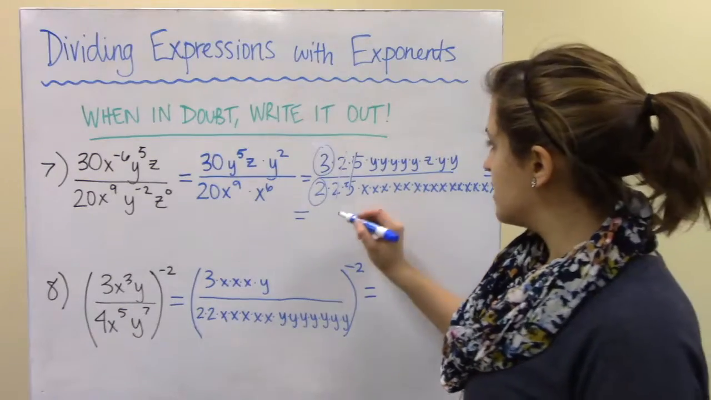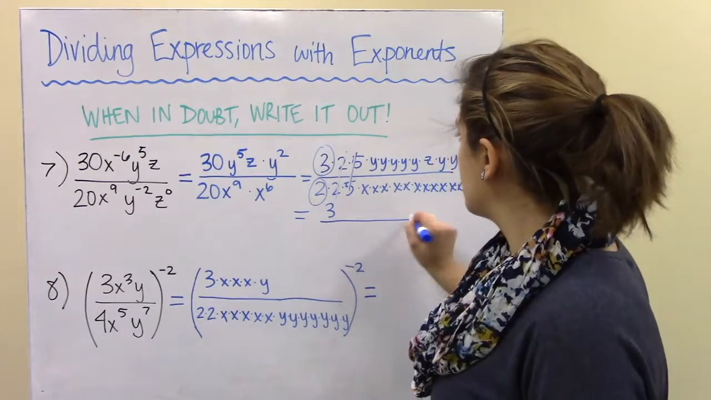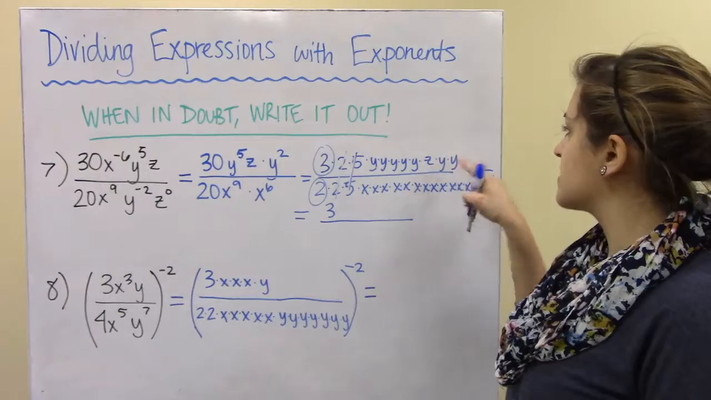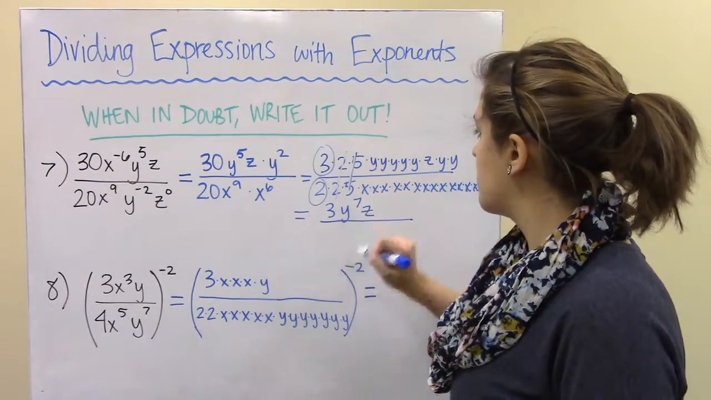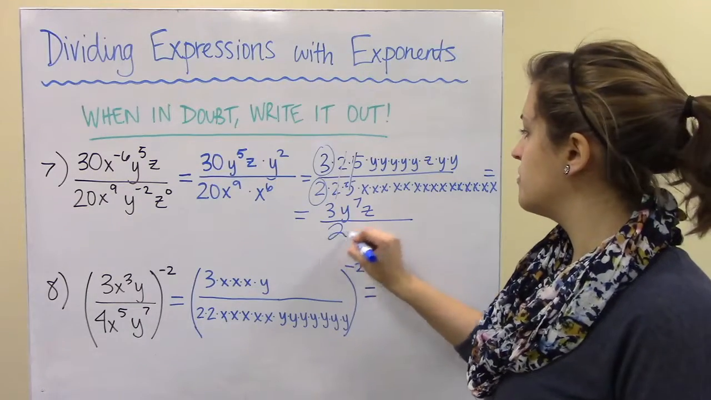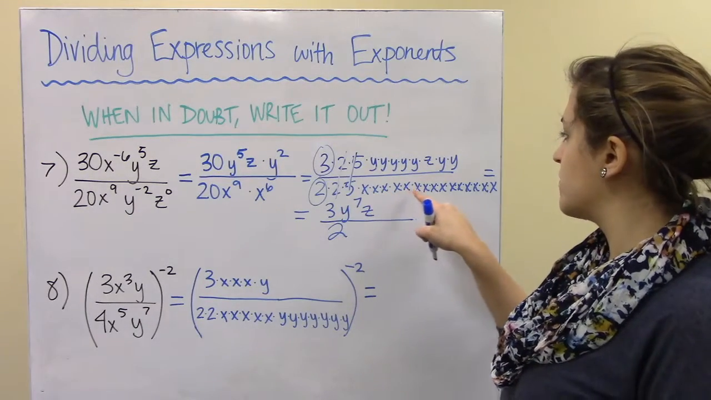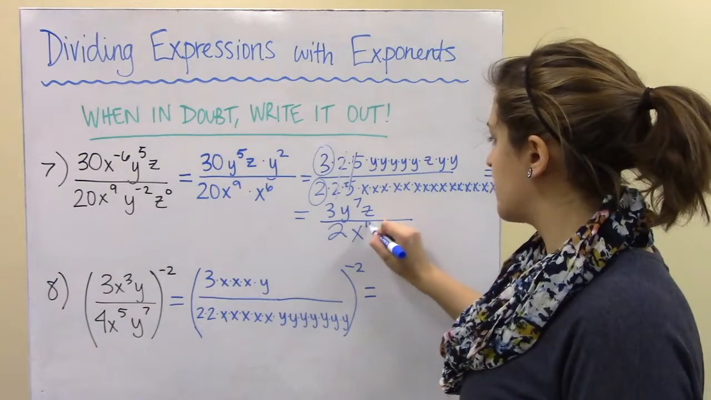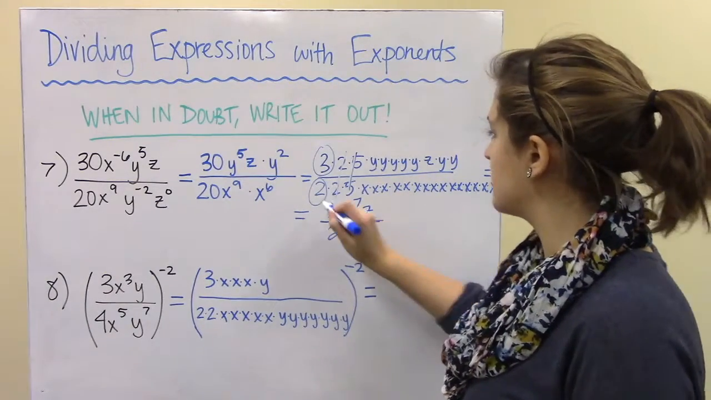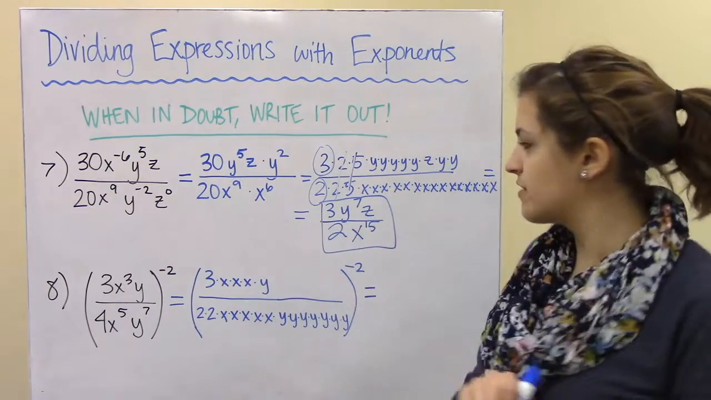So what I have is 3, let's see, I have 1, 2, 3, 4, 5, 6, 7 y's, y to the 7th times z, over, let's see, we have 2, and how many x's? 1, 2, 3, 4, 5, 6, 7, 8, 9, 10, 11, 12, 13, 14, 15. 2x to the 15th. All right, so that's my simplified answer.